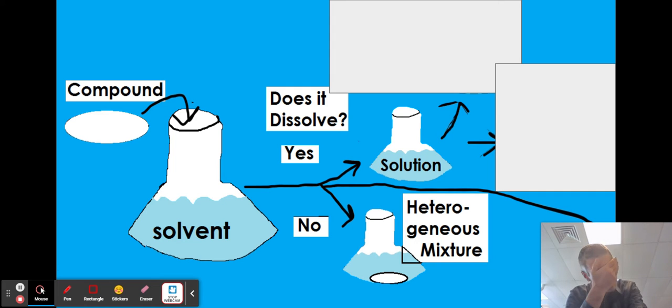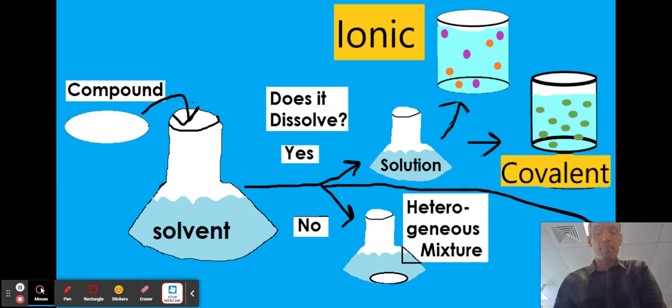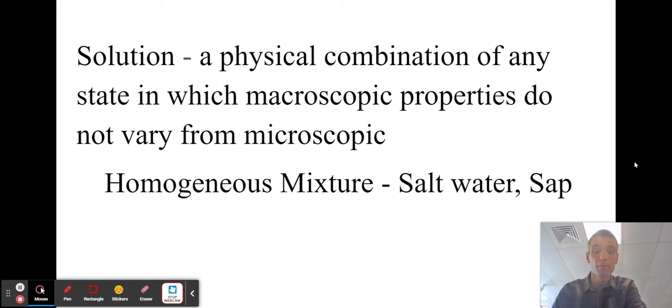And a solution is, most commonly in chemistry, going to be a liquid solution. You can actually have it between any two phases. But this video is mainly about what these things look like on a particle level, why things dissolve, and how to predict whether or not something will dissolve. Here's a good definition for a solution. Classic example, salt water.